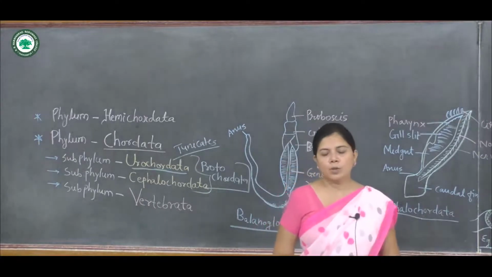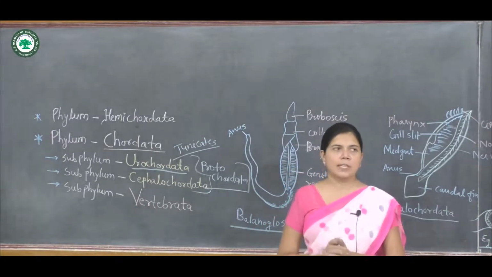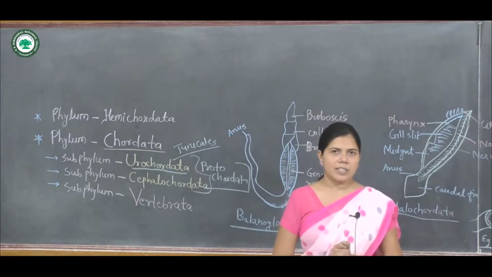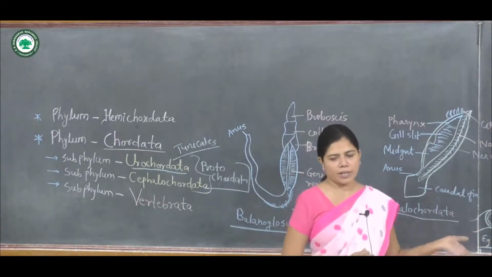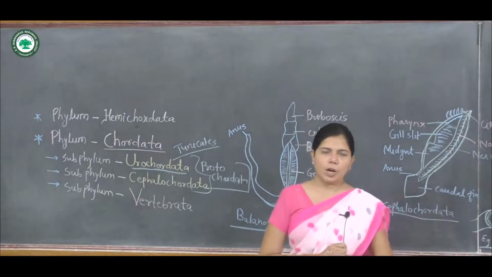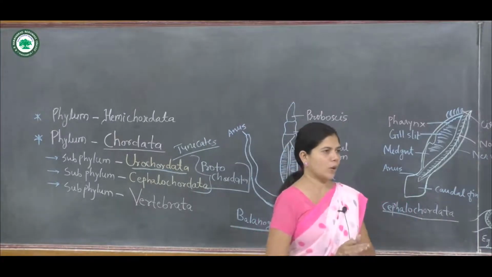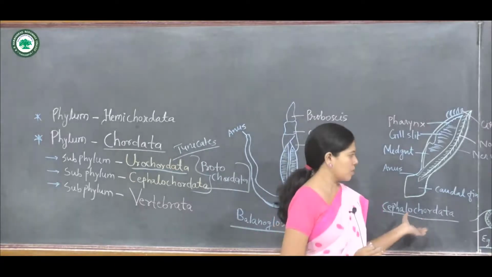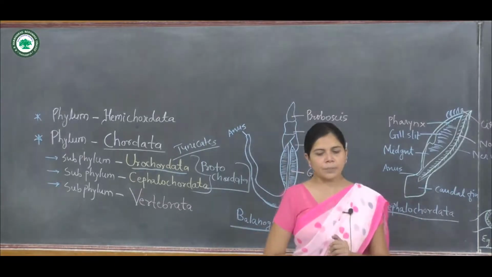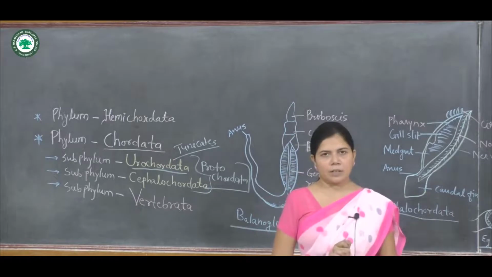Again, myotomes, that is the muscle blocks, are also present in the Cephalochordates. The blood is without pigment. The circulatory system is closed type, but the blood is without pigment.